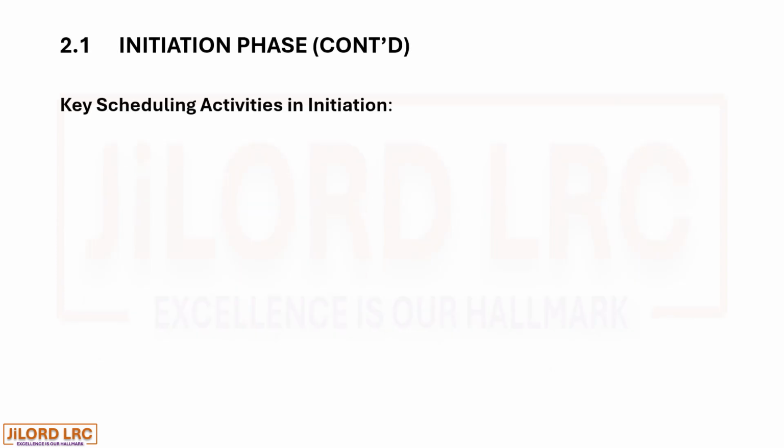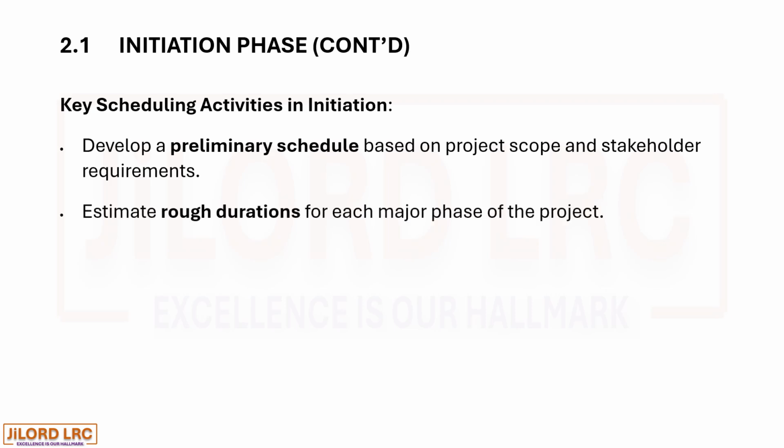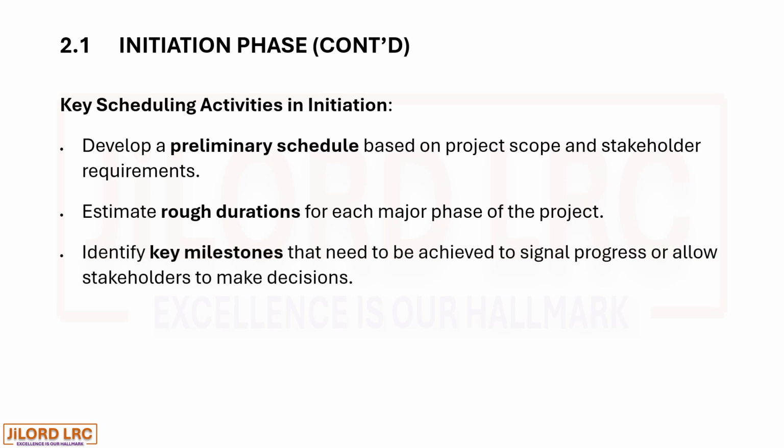Initiation phase continues. Key scheduling activities in initiation. Develop a preliminary schedule based on project scope and stakeholder requirements. Estimate rough durations for each major phase of the project. Identify key milestones that need to be achieved to signal progress or allow stakeholders to make decisions.